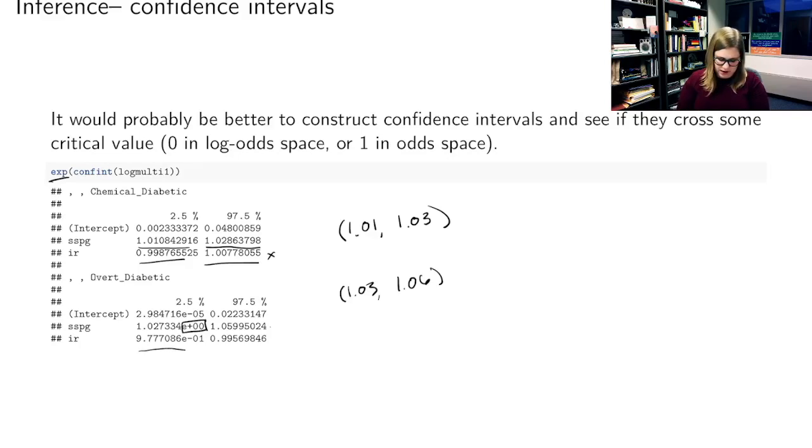But this one right here, it says E minus 01. So that means it's actually 0.977 here. And so this interval is 0.97 or 98. We could round to 0.99. So it's really getting close to crossing 1, but it's not quite there. So again, maybe significant, significant, significant. This one is not significant.